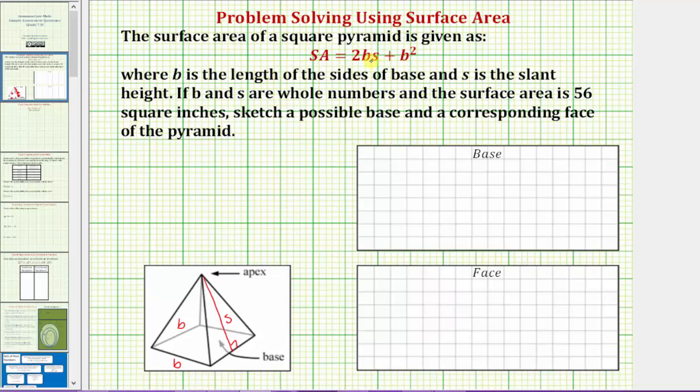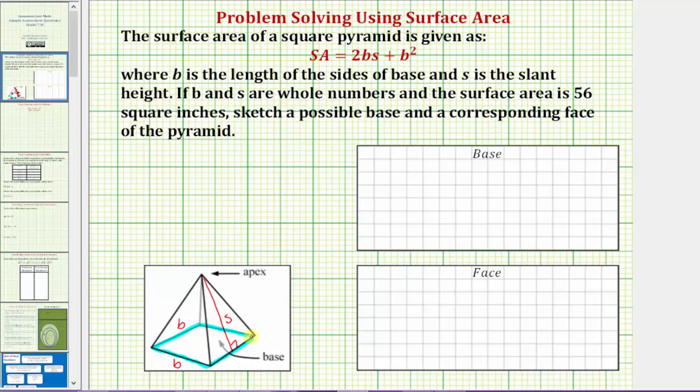The surface area of a square pyramid is given by the formula surface area equals 2 times b times s plus b squared, where b is the length of the sides of the base and s is the slant height. So looking at the square pyramid given here, again, because the base is a square, the length of each side of the base is b.